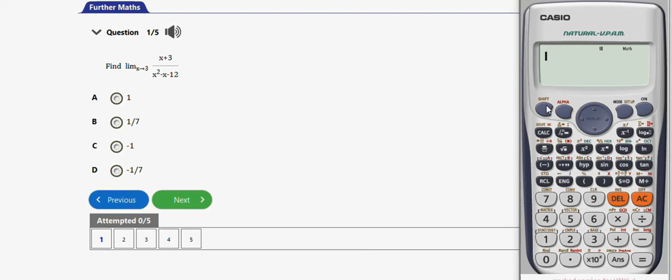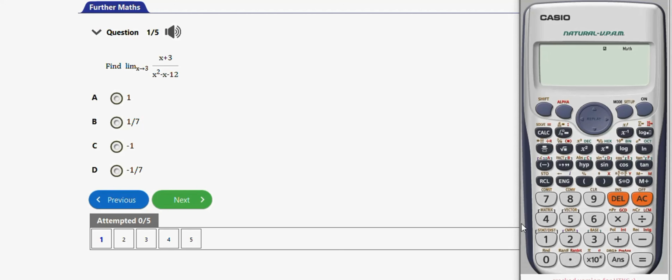So to clear, press shift button 9, follow 3, press 3, then press equal to, and press equal to again. So it's now cleared. The next thing will be to put it in radian. To do that, press shift mode, then radian is option 4. Now the next thing will be to store a value. This limit is tending to 3. What this means is that we're going to add 3 to a constant. The constant is 0.001.